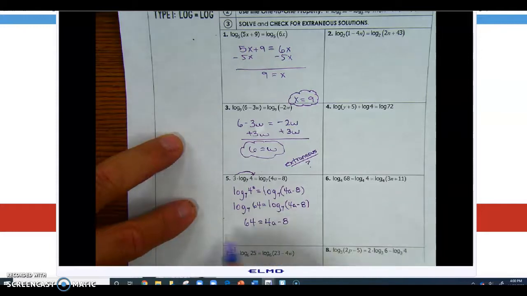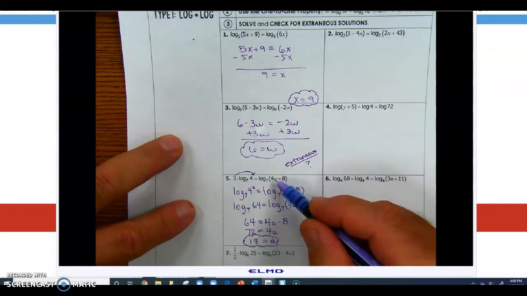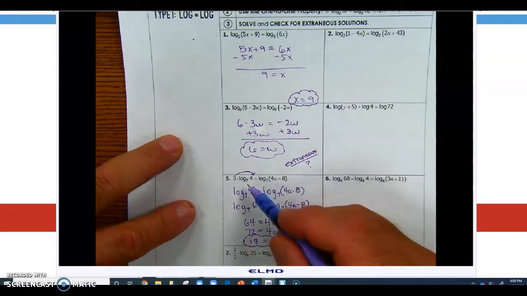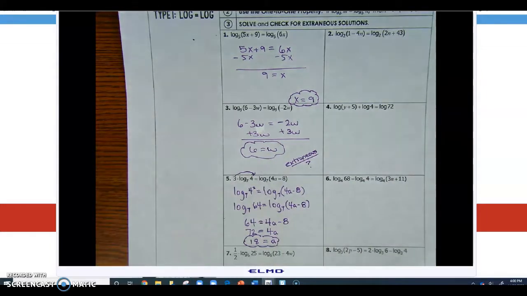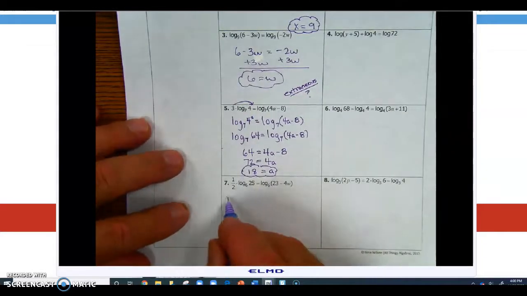Guys, I'm running out of room, so I'm going to do mental math here. 4a equals 72. Divide by 4 on both sides. A equals 18. Check for extraneous solutions. 4 times 18 is 72. Minus 8 is 64. Yep. That works.